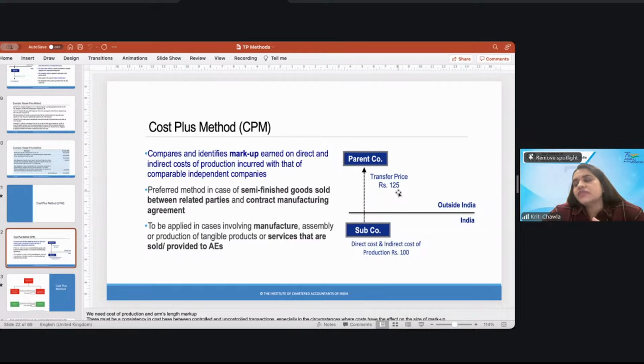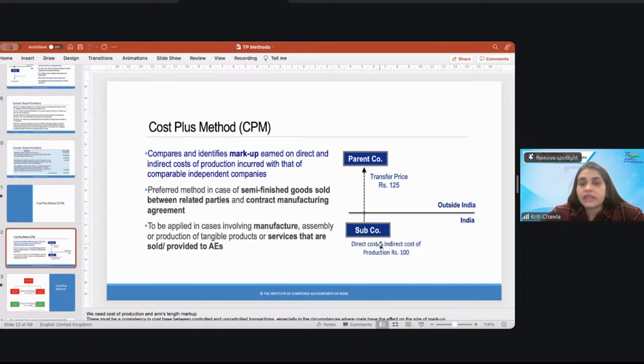Now, to justify that 125 rupees is at arm's length, you can find other independent parties in the market who are also selling the commodity at 125 rupees. However, instead of comparing the price, you can also compare the markup. So what is the markup in this situation? Well, the markup is 25 rupees or 25%, so to say.